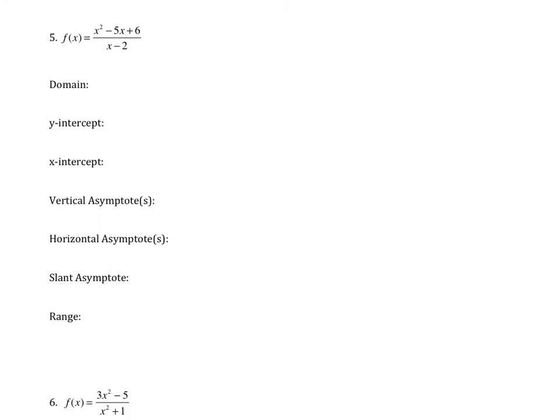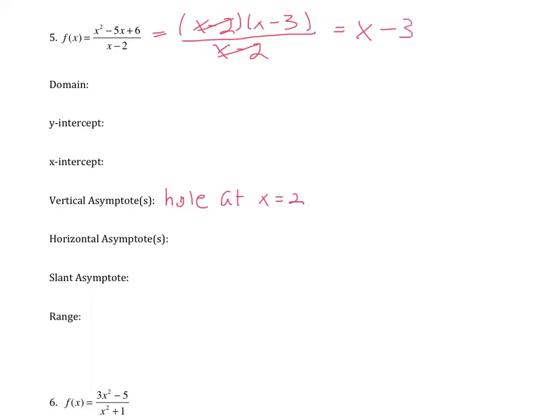For this next problem, we want to factor the numerator. So we get x minus 2 times x minus 3 all over x minus 2. And in this case, the x minus 2's cancel. So we know we're going to have a hole at x equals 2. And in this case, we're just left with x minus 3.